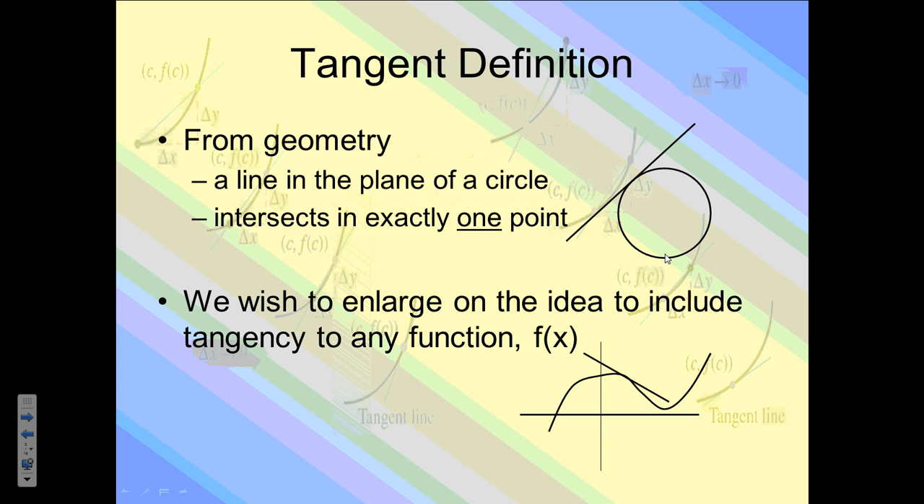That's not really what we're looking at, but our tangent definition, when we think of tangent, we think about a line in a plane of a circle. It intersects at exactly one point, and that's what you're familiar with, this piece right here, that you've seen before. This down here, let me back up so you can see this. It says we wish to enlarge on the idea to include tangency to any function. So if this line is tangent to this crazy curve, it's not always going to be at this angle. It depends on where the point is that we're tangent to, right?